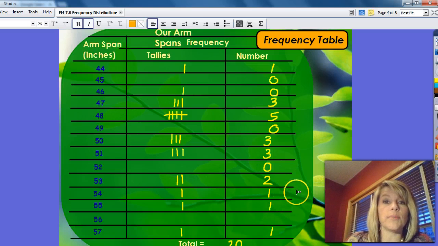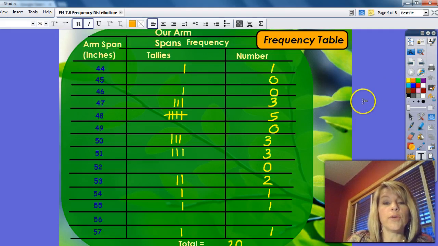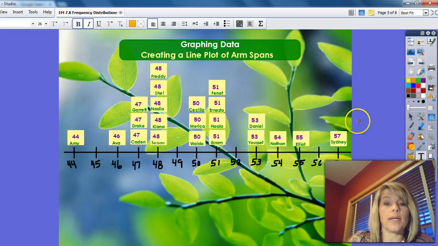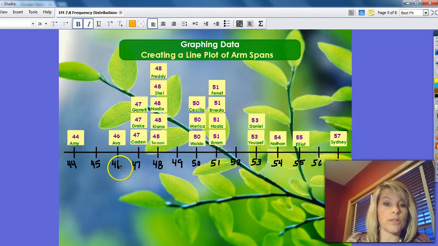So 20 students in Ms. Garcia's class had measured their arm spans. So the frequency table is one way to show this information. So you can look at things such as the highest number, the lowest number, the most frequent number. That's one way to show the data. Another way to show the data is to put it on a line plot. So here's a line plot.